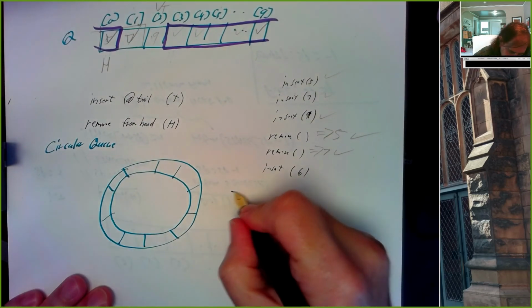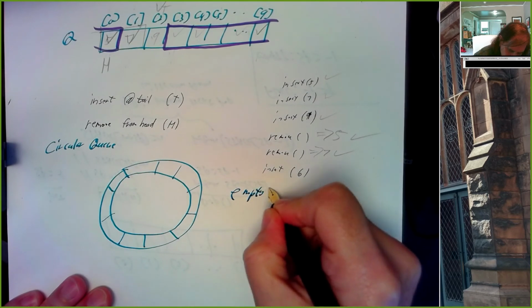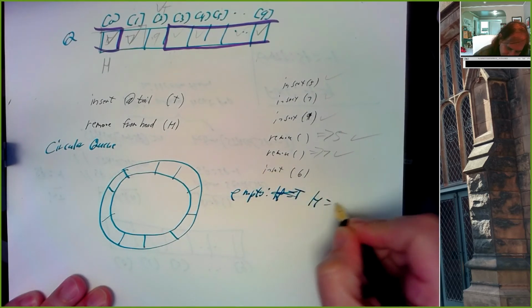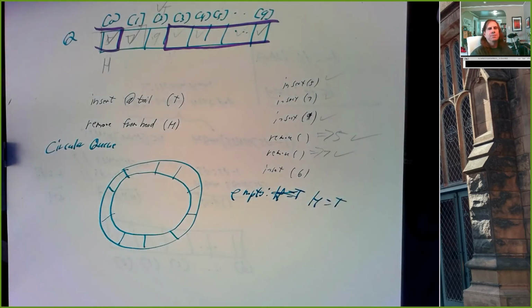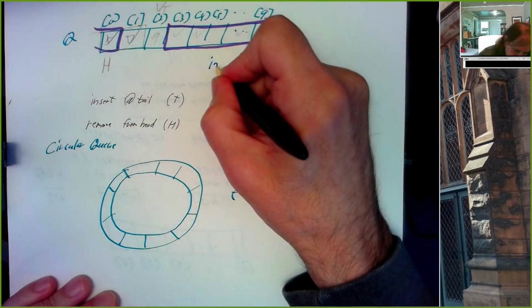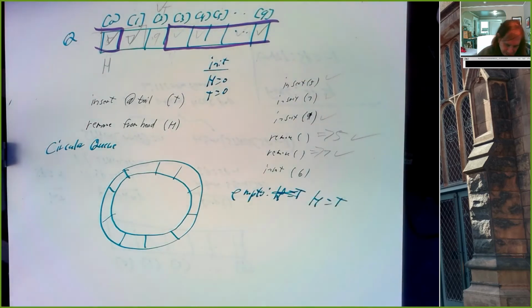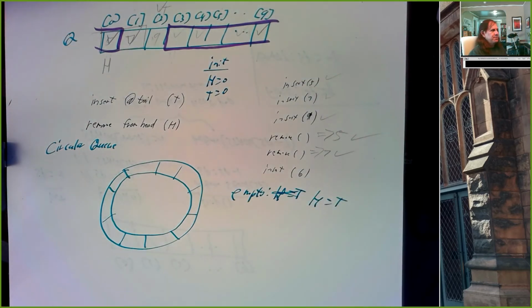Alright, so when is a queue empty? It's empty when the head and tail are equal to each other. And so to initialize this, we just set head and tail equal to 0. And that tells us we're empty.